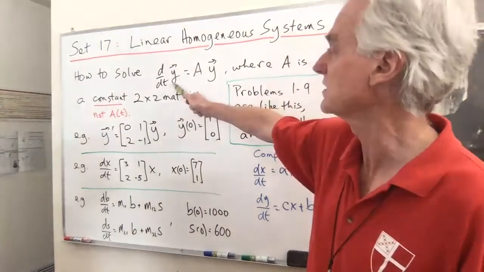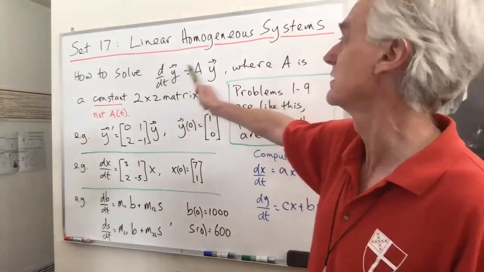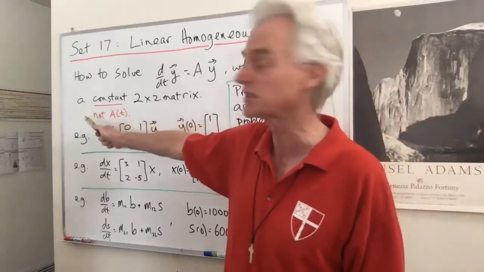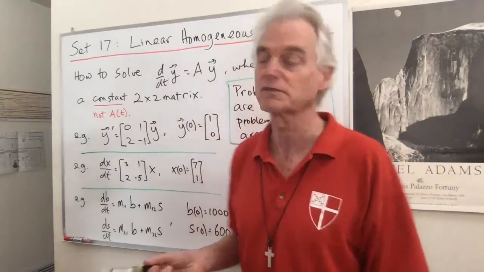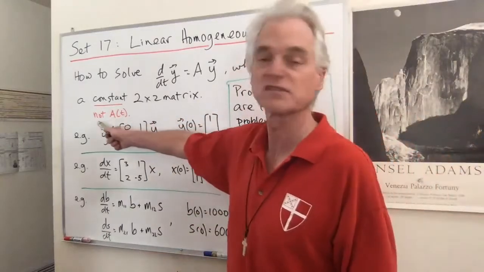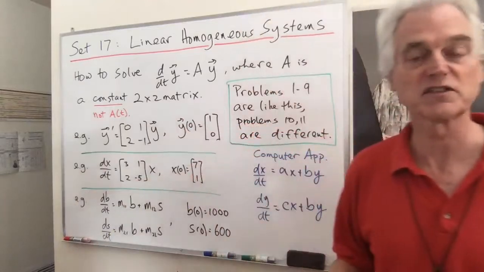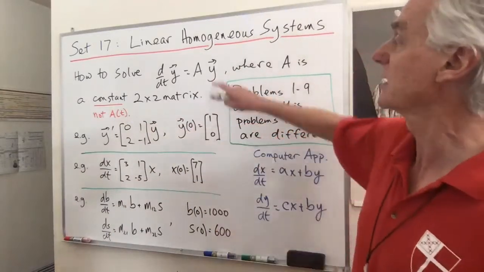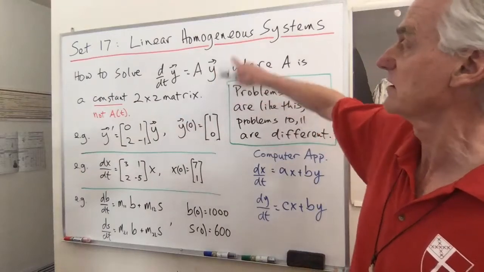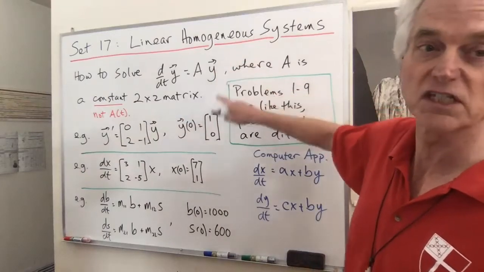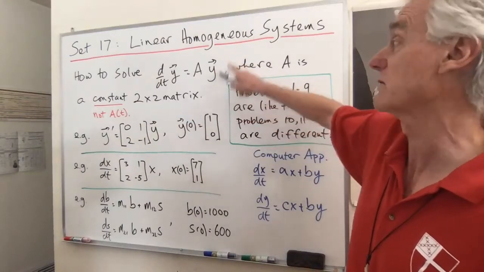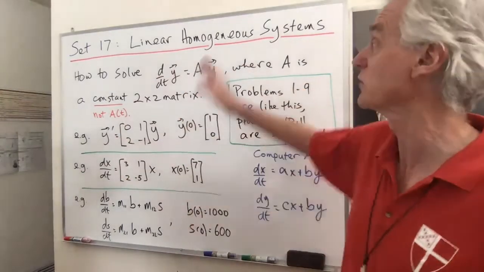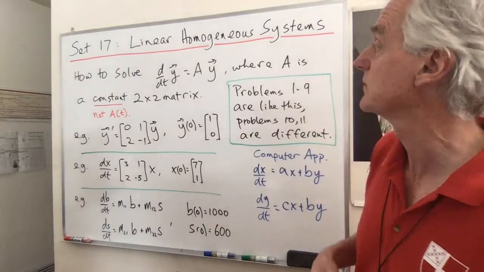y, a function of t, a vector function of t, equals matrix A times y, where A is a constant 2 by 2 matrix. And by constant matrix, I mean it's not a function of t. It's not A of t. And it's homogeneous because there's no added vector function of t on the right. Or, right, if you had a constant added on the right, that would also be non-homogeneous.